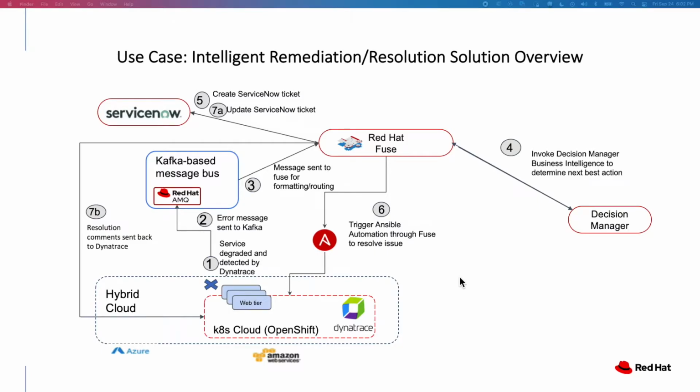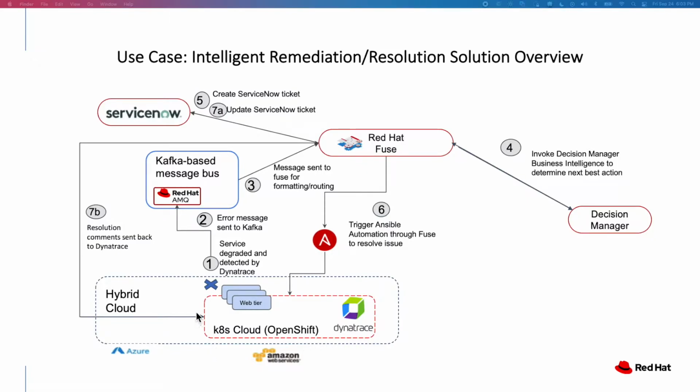The use case is automated intelligent remediation, for which we are going to use Dynatrace AI-powered observability to identify the problems within your environment and to remediate using various Red Hat products like Red Hat AMQ Streams, Red Hat Fuse, Red Hat Decision Manager, and Ansible. We are also going to integrate with ServiceNow to open tickets and close them once the problem is resolved. So let's look at the architecture.